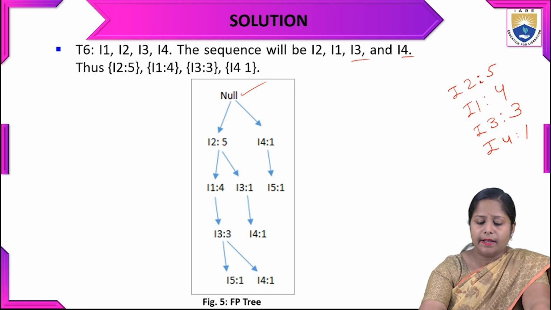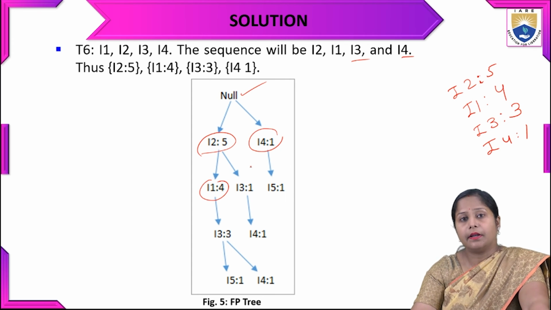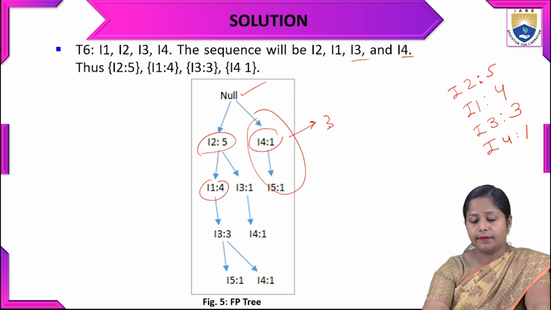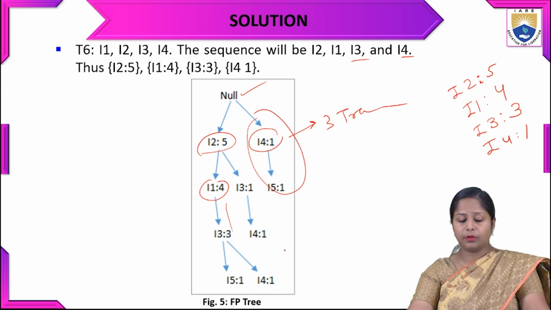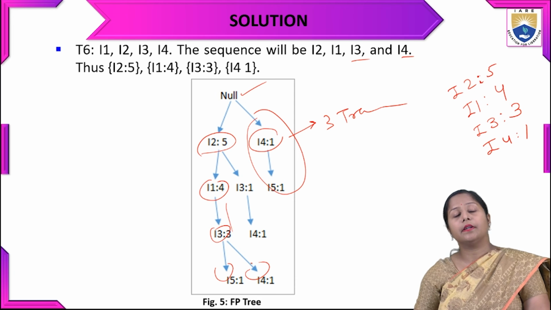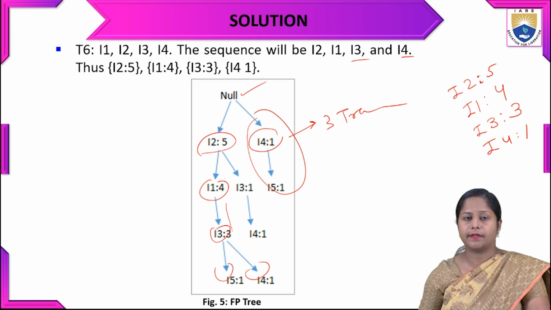So null, I2 5 times, I4 1 time, I4 4 times, because that has occurred again in the third transactions, 3 transactions, right? So like this we have to include all of the branches. That is what I have told about the separate transactions, the final transactions of each purchasing.